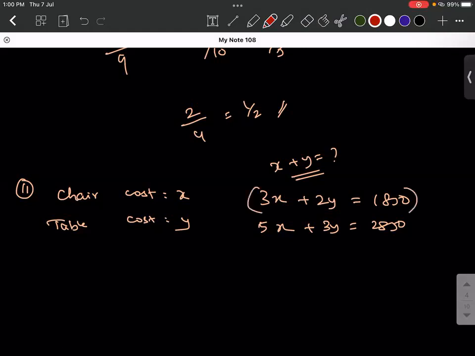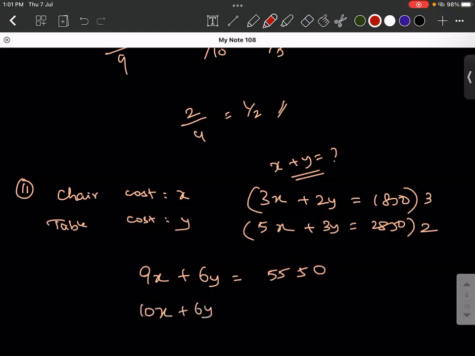First equation you will multiply with 3. Second equation you can multiply with 2. When I do that, I get 9x plus 6y is equal to 1650. So 18 times 3 is 54, 54 plus 1 is 55, so 5550. And 10x plus 6y is equal to 2850, 0, 0. So 100.